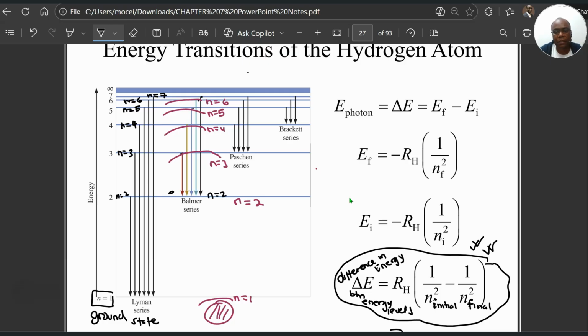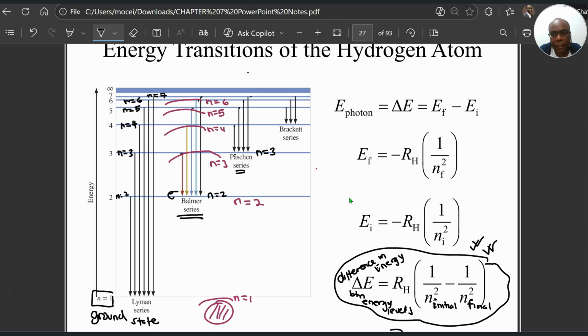So if the electron ends up at n equals 2 and stops there, we call that the Balmer series. Then we have the Paschen series, where an electron is on n equals 7, 6, 5, 4, or 3, and then that electron does not drop down to n equals 2 or n equals 1. It stops at n equals 3. That's called the Paschen series.